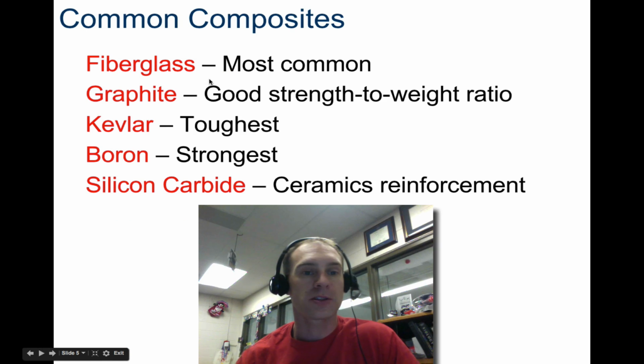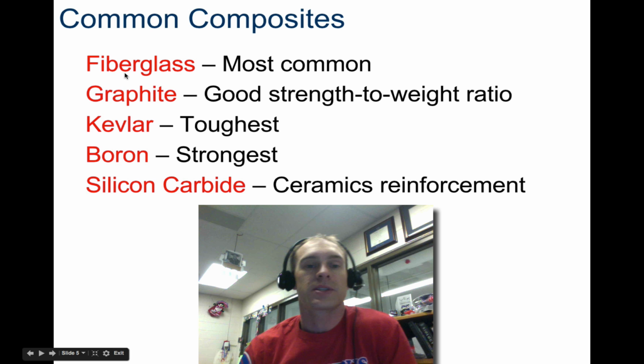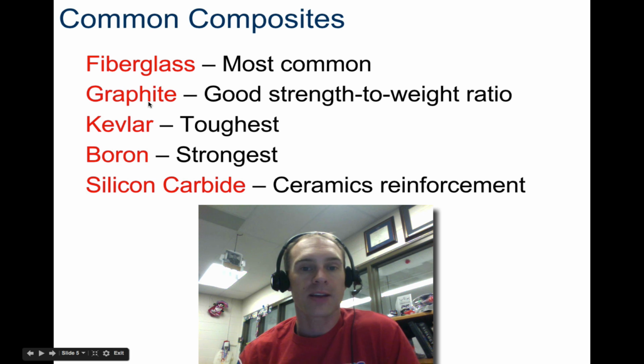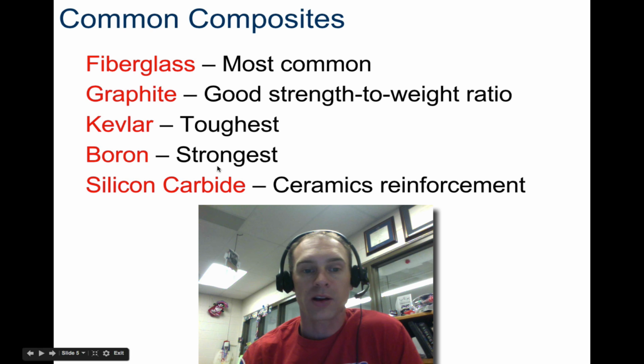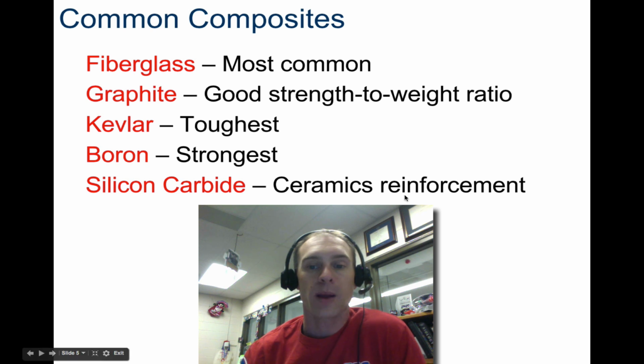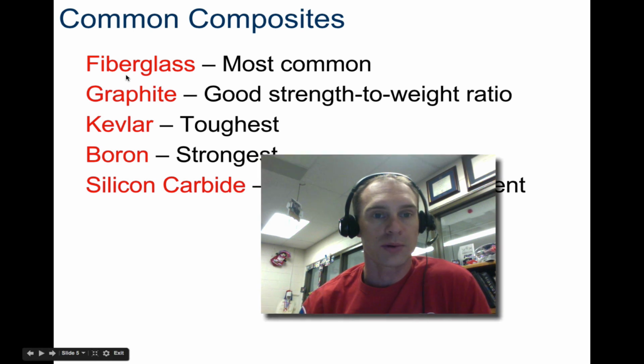Fiberglass is the most common, so we're going to do a fiberglass and styrofoam composite. So it's a fiberglass composite with styrofoam sandwiched in between. Graphite has a good strength to weight ratio. Kevlar is the toughest, boron the strongest. Silicon carbide is a ceramic reinforcement, which is useful in really hot applications like jet engine exhaust. But we're going to take a look at the fiberglass one.